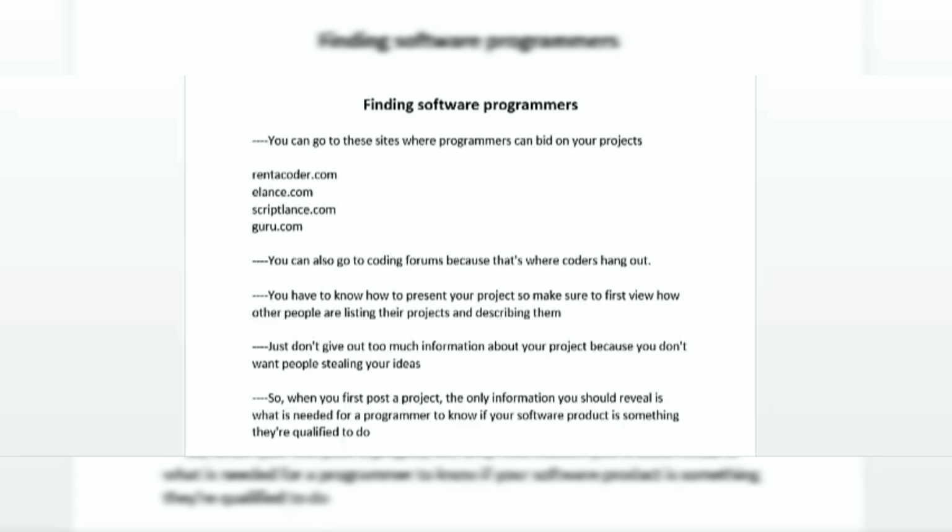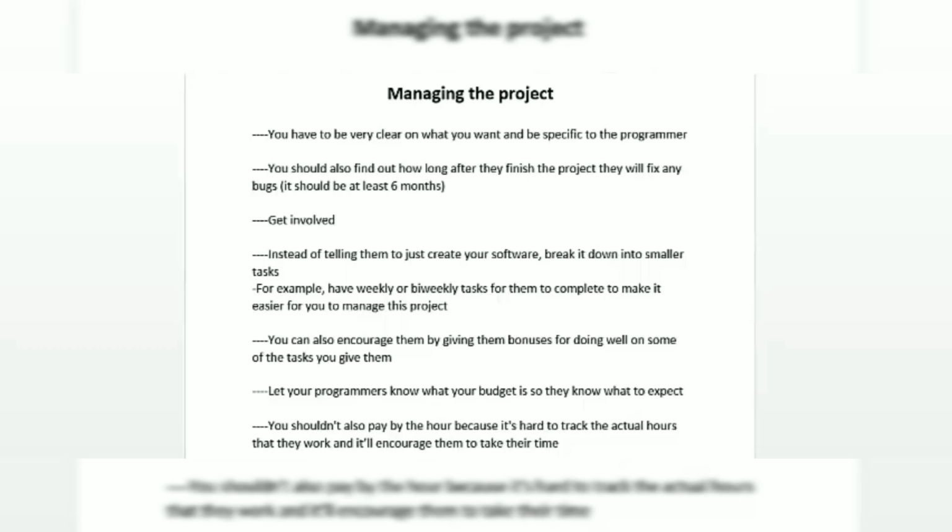So when you first post a project, the information that you should reveal at first is what is needed for the programmer to know if your software product is something that they are qualified to work on. When you're working with your programmer, you have to be very clear on what you want and be specific with the details. So you have to make sure you've done your research already before you hire someone to start working on your project.